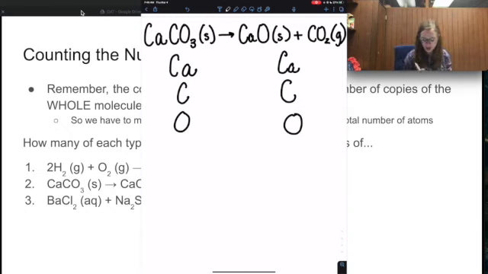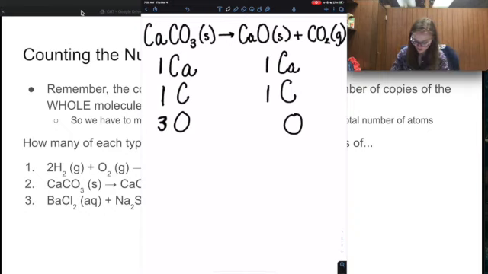So I see that I have one CaCO3 molecule, so therefore I'm getting one calcium from that, one carbon, and 3 oxygens. So 1 calcium, 1 carbon, 3 oxygens. When I'm looking at the products, I can start to count from the products. So if I'm looking at that, I have 1 calcium. If I look through my equation, I have 1 carbon. However, I still have 3 oxygen atoms.